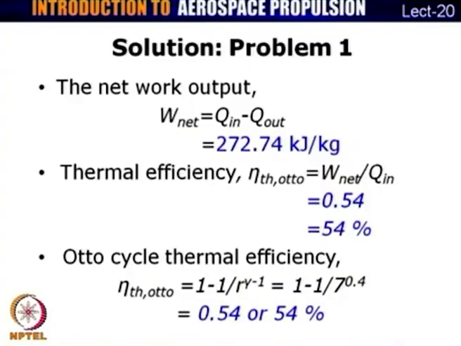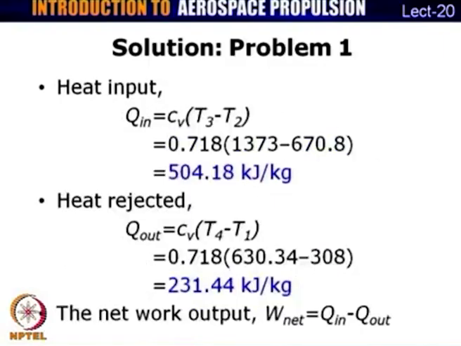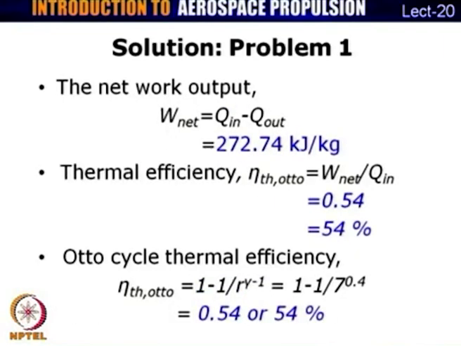So, now we have calculated W net, we also know Q in. Thermal efficiency should be by definition equal to net work output by heat input. Therefore, thermal efficiency would be equal to W net by Q in, that is 272.74 divided by 504.18. Therefore, thermal efficiency is 0.54 or 54%.